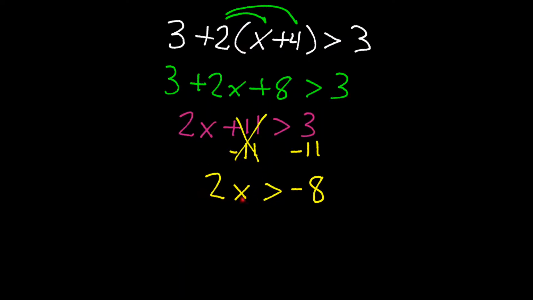Now that my variable term is isolated, it is time to get the variable itself alone. To undo the multiplication, I must divide. So I will divide both sides by 2. 2 divided by 2 is just 1, so I have 1x, and I'm going to write it over here.